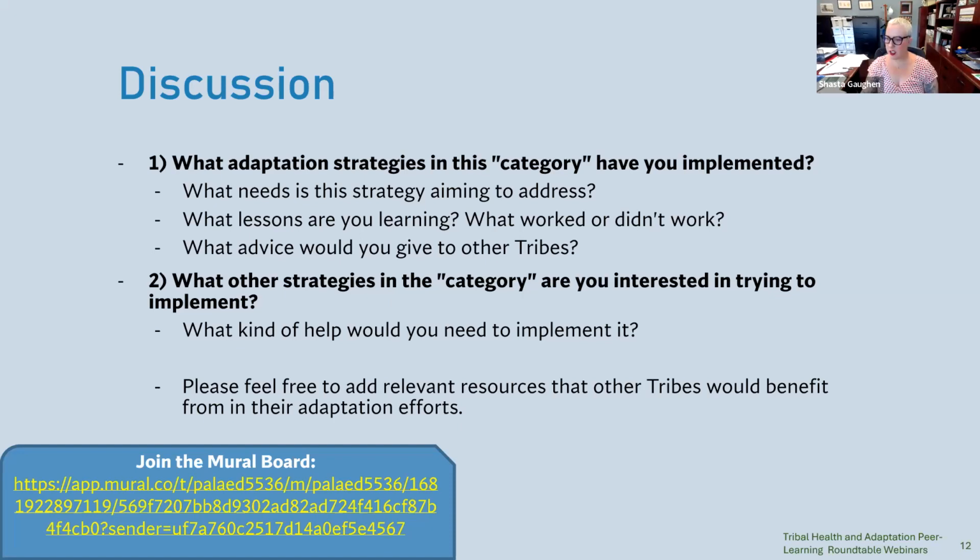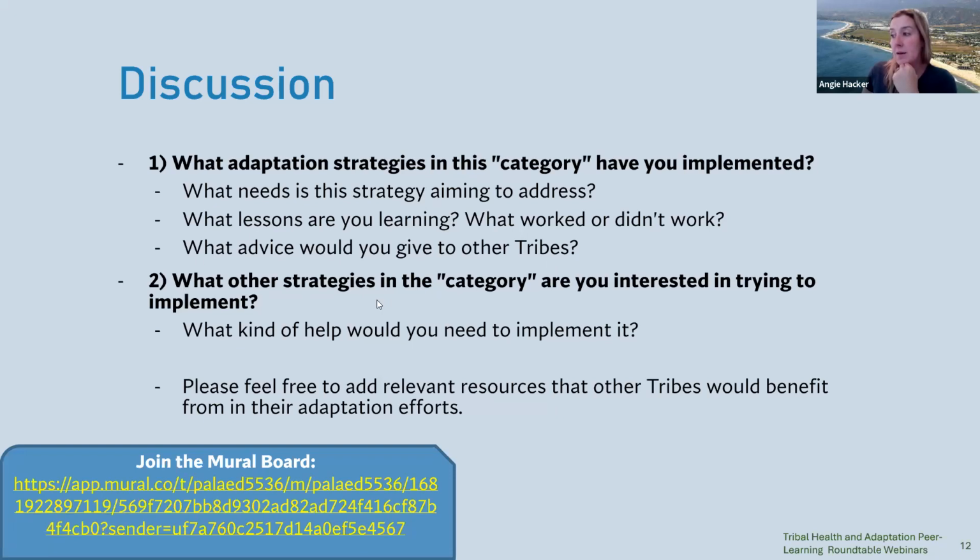I'm going to throw the Mural up on the screen here in just a minute, but we're actually going to take the same questions that we took last time. We're just going to apply them to the 2 different categories. So we're going to talk about what adaptation strategies in this category, so we're going to talk about both of them, have you implemented? What needs is the strategy aiming to address? What lessons are you learning? What worked or didn't work? And what advice would you give to other tribes?